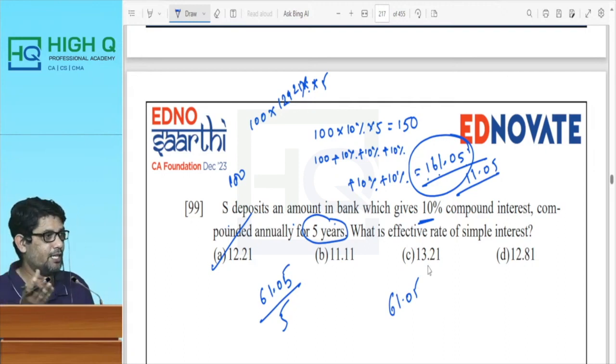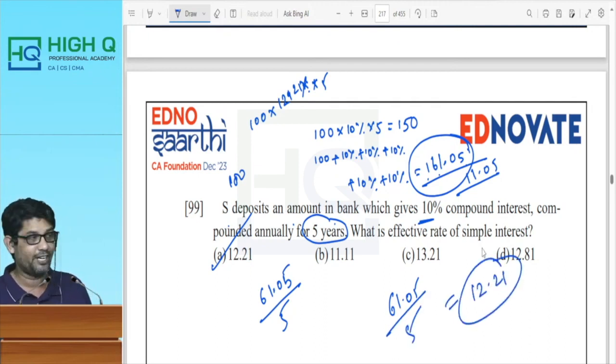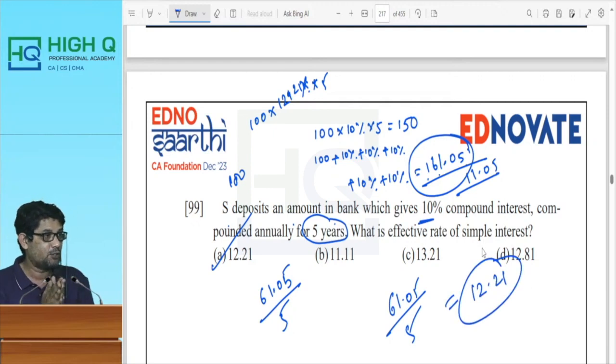What is effective rate of interest? We need to divide every year. Simple interest remains same every year. Total how many years you are taking? 5 years only. Just divide by 5, my dear. You are going to get 12.21. This is my effective rate of simple interest. Actually, they are applying 12.21% simple interest.